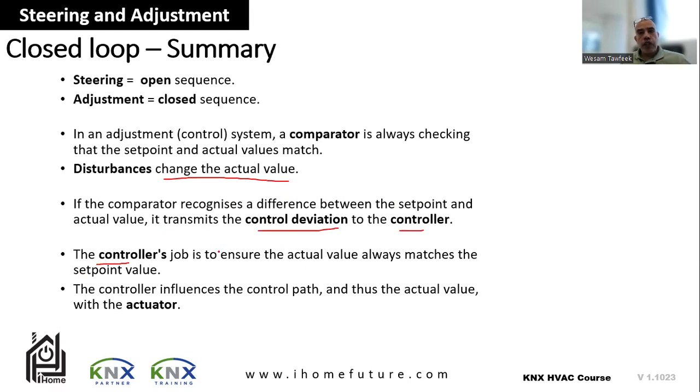So the controller is closing the valve and opening it, okay, as many times as needed to make sure that the deviation between the actual value and set point value is so small, hopefully zero. Okay, the controller influences the control path, and not the actual value, with the actuator.